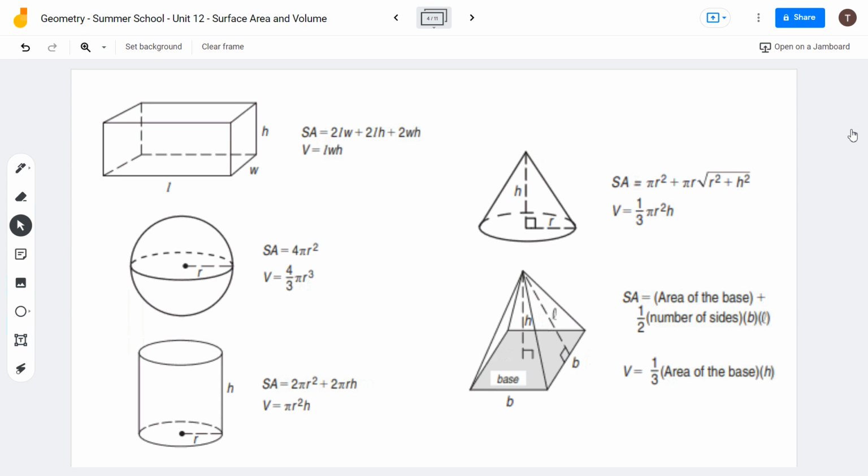So I took these off the formula sheet. You can see the different formulas here. Some of these can definitely get a little bit tricky, like the pyramid one, because it says area of the base, number of sides. We may go over some of those, but if you ever have any questions, you can certainly look up. There are some different ways to write some of these formulas as well, and we may be referencing some of these as we go through some problems.